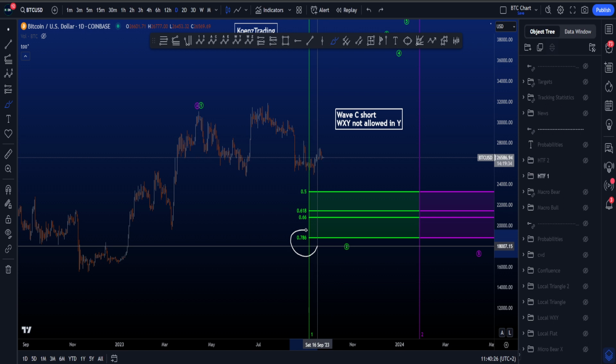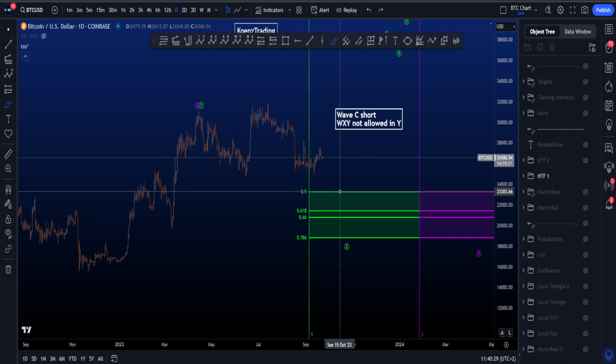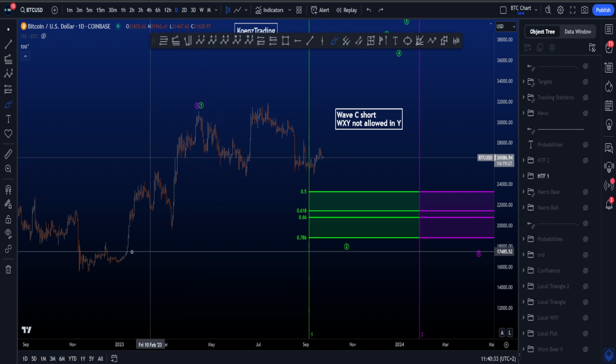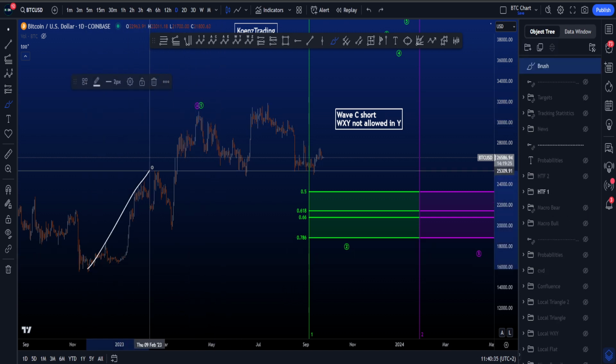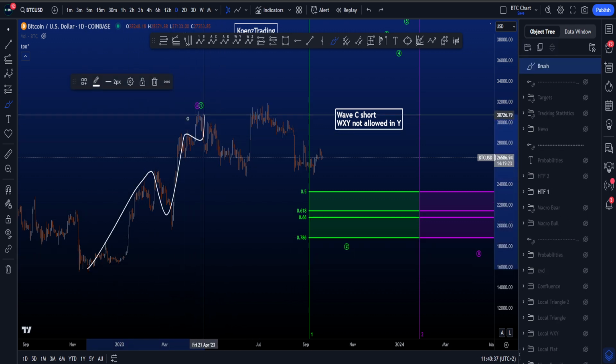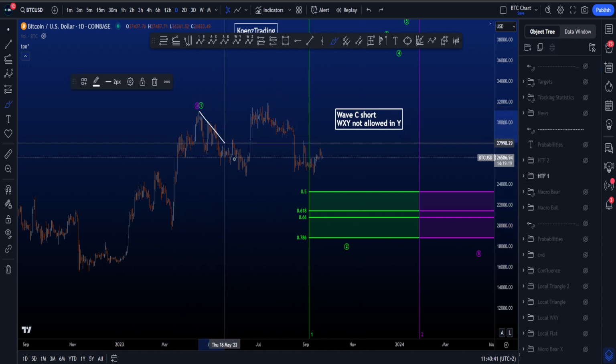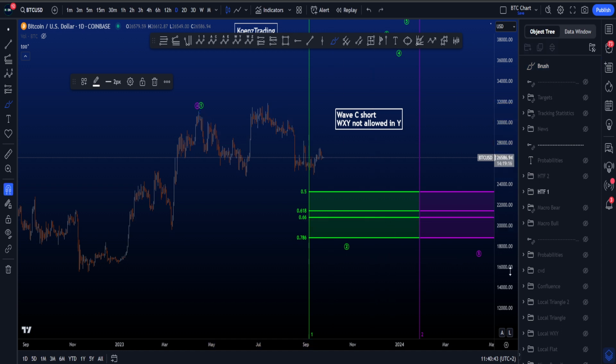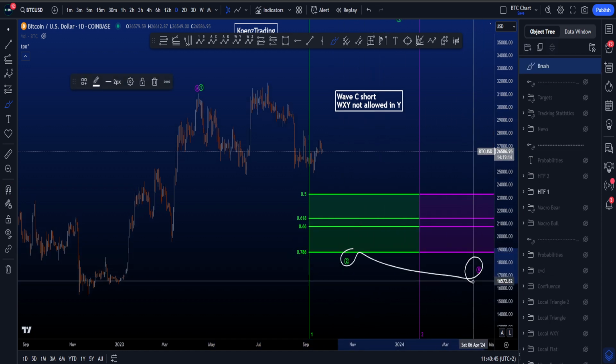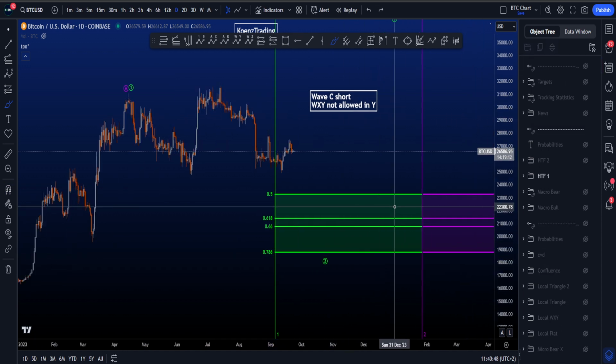The 0.5 to the 0.786 is an important area of interest between 23.3k and 18.8k. And this impulse to the upside was then counted a 1, 2, 3, sideways 4 and then a 5-wave move to finish A or 1. And that is important because now we then have a 3-wave structure, and a wave 2 or a wave B has to be a 3-wave structure.